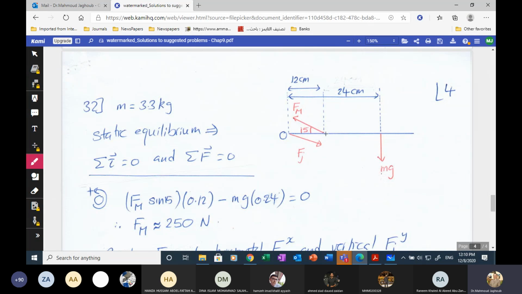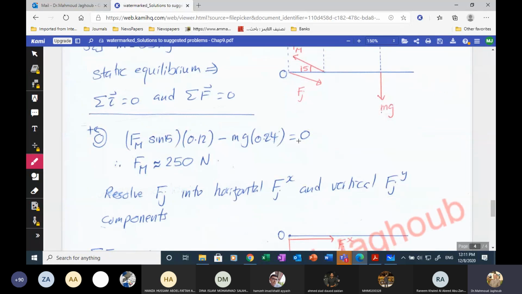I resolve this into two components, a vertical component and a horizontal component. The horizontal component goes through the rotation point, and you have a vertical component here, Fm sine 15, and its lever arm is 0.12 meters. It does counterclockwise rotation about O, so it's positive. This force does clockwise rotation, so I have minus mg multiplied by its lever arm, 0.24, and all that equals 0. The only unknown in this equation is the muscle force, and you get it to be about 250 newtons.